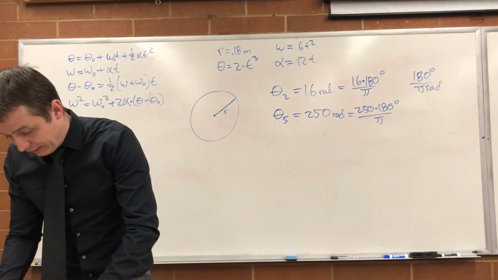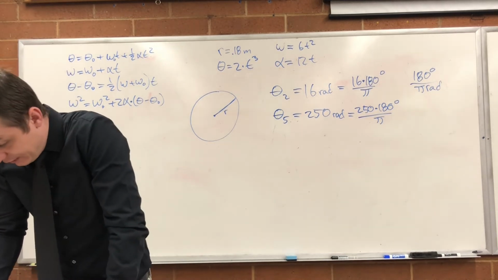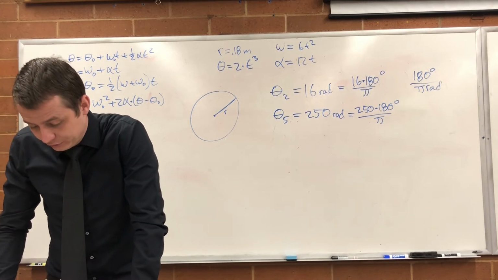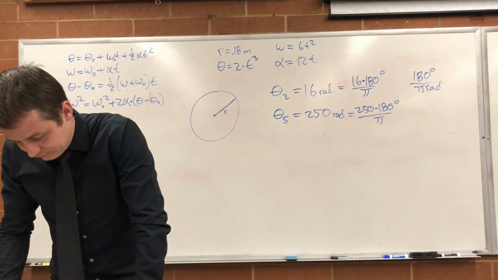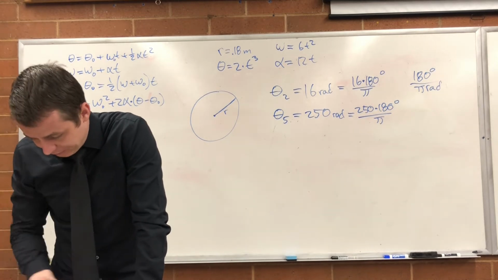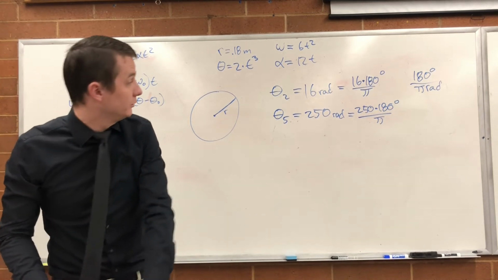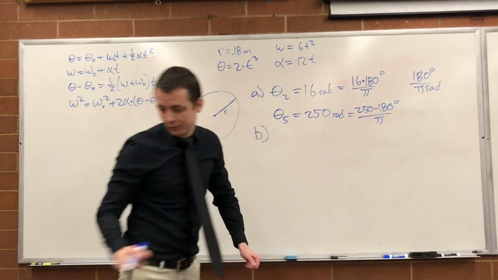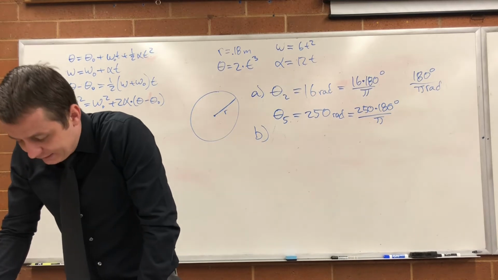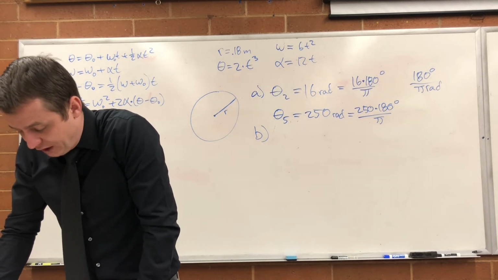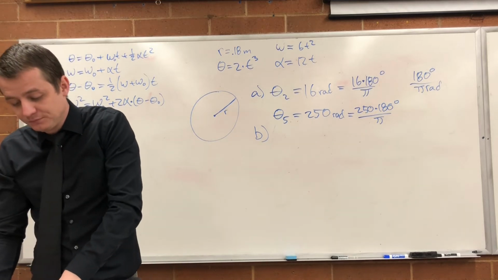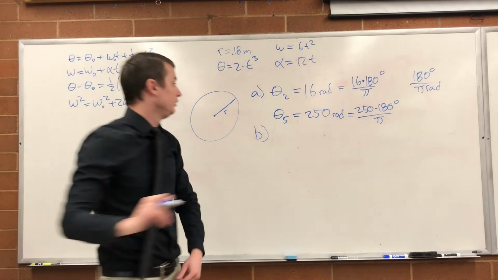So that was part A. Oh wait, I skipped it. That was just part A. So this is part A. Part B, start with part B next. Find the distance that a particle on the flywheel rim moves over the time interval from t1 equal to 2 to t2 equal to 5.